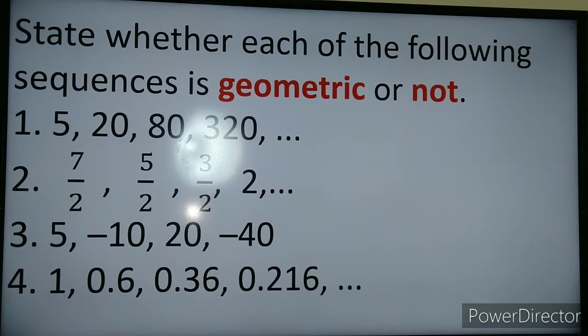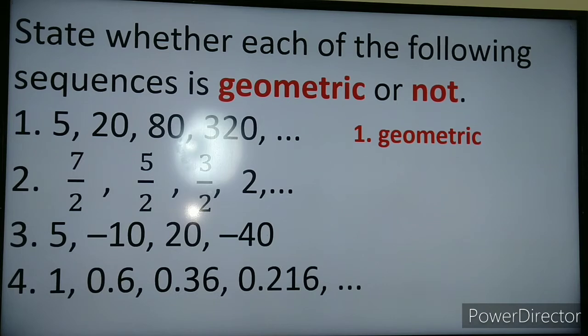Number 1, 5, 20, 80, 320, dot dot dot. So we call it ellipsis. What is your answer? Geometric or not? Number 1 is a geometric. What is the common ratio? We have 4. Correct.